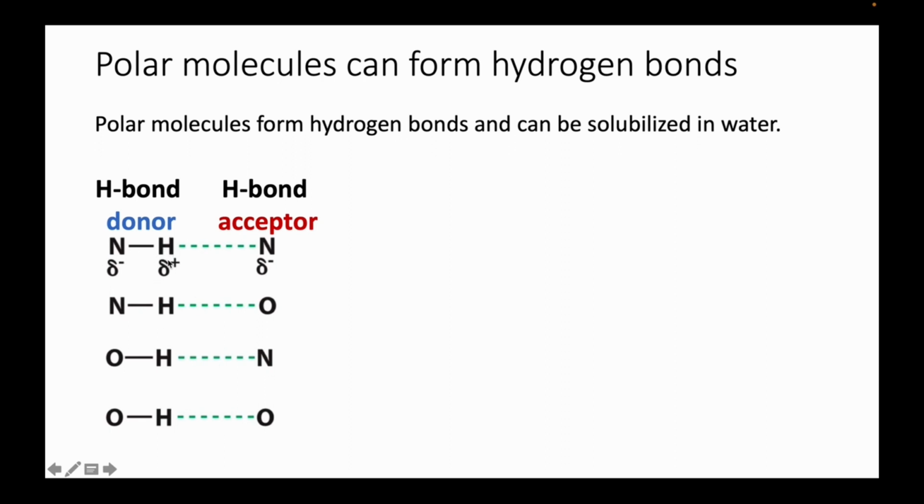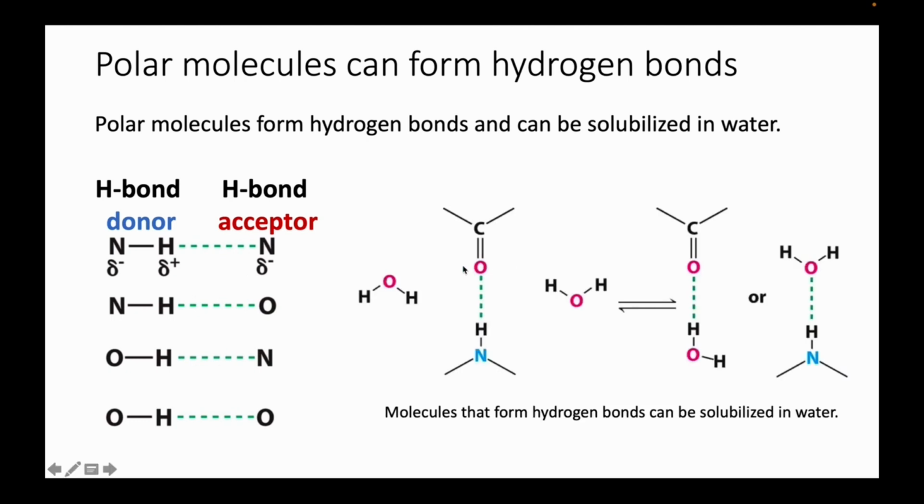So this partial positive, this hydrogen right here, is called the hydrogen bond donor, and what it's interacting with is called the hydrogen bond acceptor. So that's going to be, again, a nitrogen or oxygen with a partial negative charge. Here's one example where this oxygen atom is going to have a partial negative charge, and this hydrogen is going to have a partial positive because it's in a polarized bond with this nitrogen.